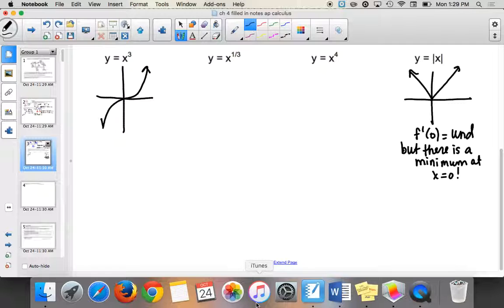So some people say, well, whenever the slope equals 0, f prime equals 0, it's a maximum or a minimum. Is that true in this case? No. So f prime of 0 is equal to 0, but there is no max or min.